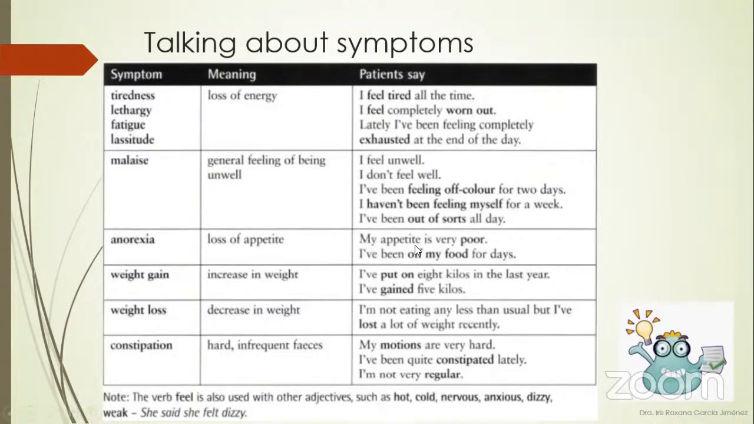For example, my appetite is very poor, right? Poor appetite, of course, is the loss of appetite. It's anorexia in medical terms. Another one: I've been off my food for days. I've lost my appetite. It's anorexia again.